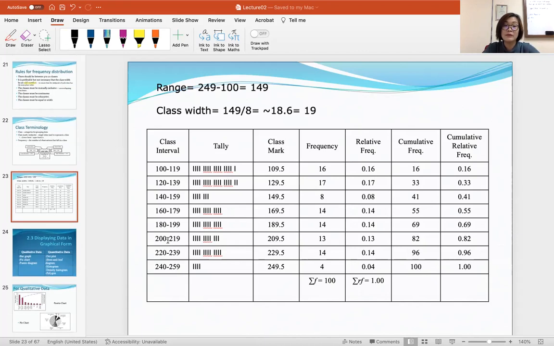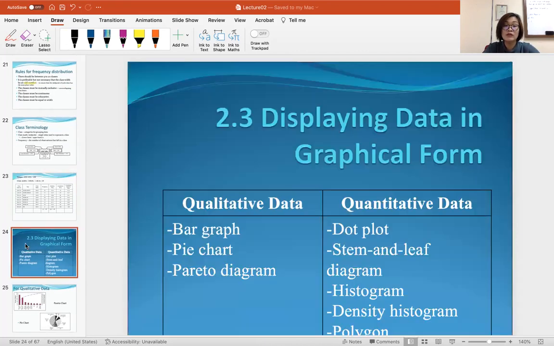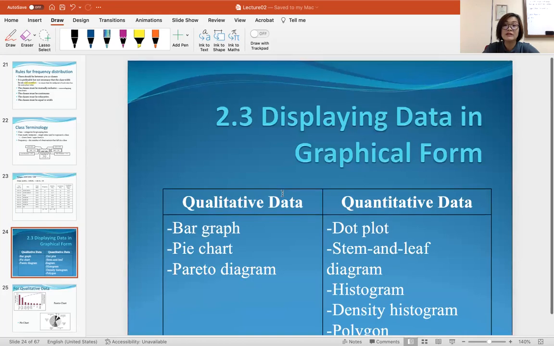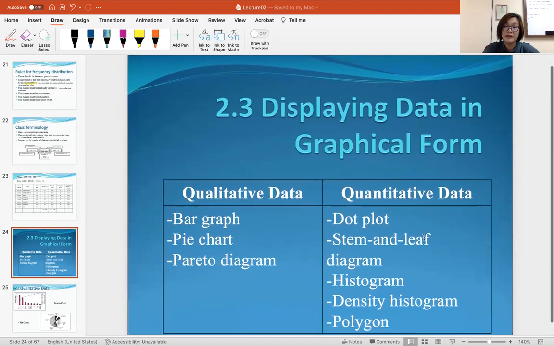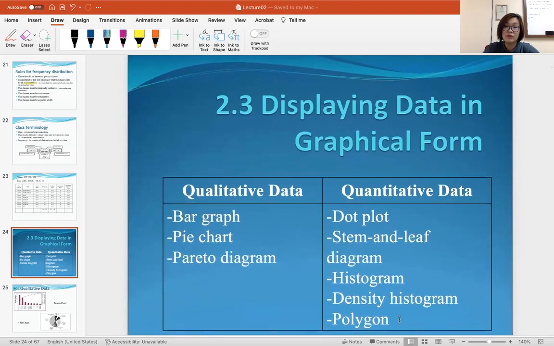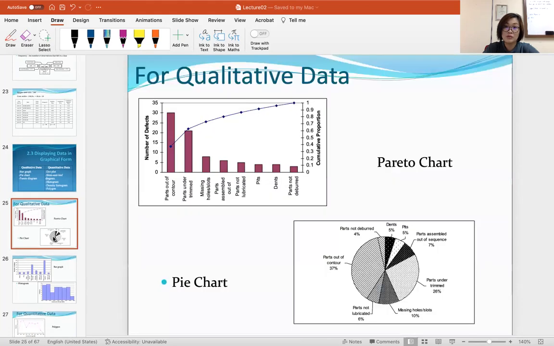Once we have the table, what else? We can convert this data table into graphical form. So like qualitative data, we can convert into bar chart, pie chart, or we can convert the quantitative data into dot plot, stem and leaf diagram, histogram, density histogram, polygon. Another one is box plot that we are going to learn. Based on the survey, most of you already know histogram, some of the general charts, so I'm not going to touch much on this.